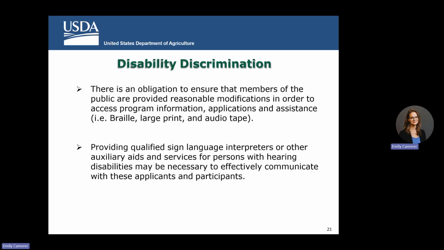There is an obligation to provide reasonable modifications to ensure that members of the public can access program information, applications, and assistance. This may include formats such as Braille, large print, and audio tapes. Additionally, providing qualified sign language interpreters or other auxiliary aids and services may be necessary to facilitate effective communication with applicants and participants who have hearing disabilities.